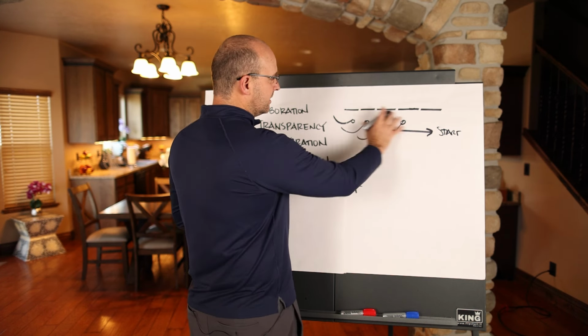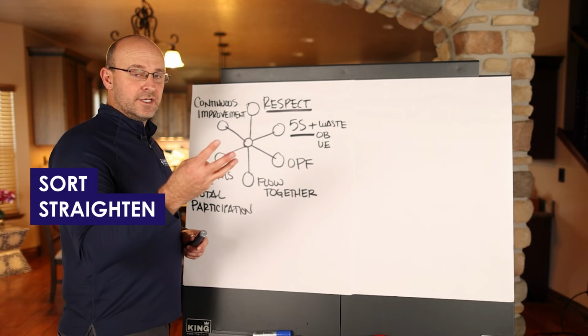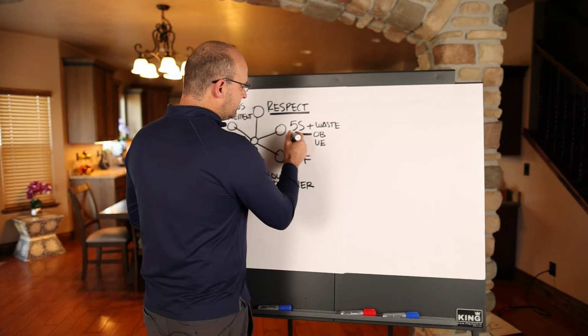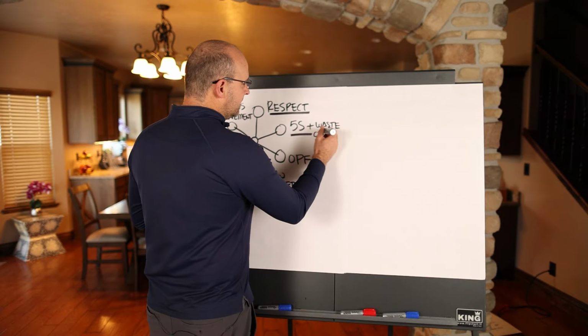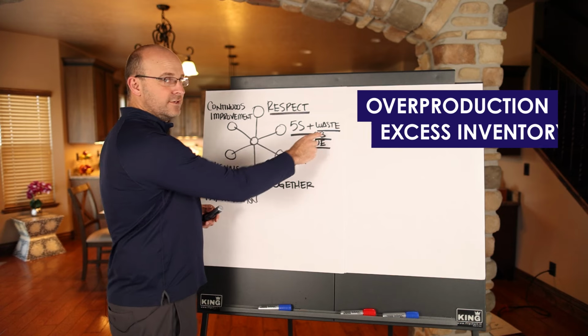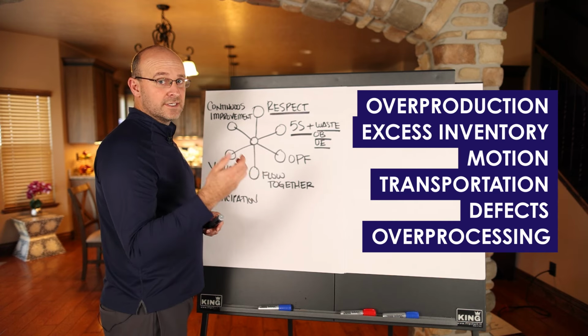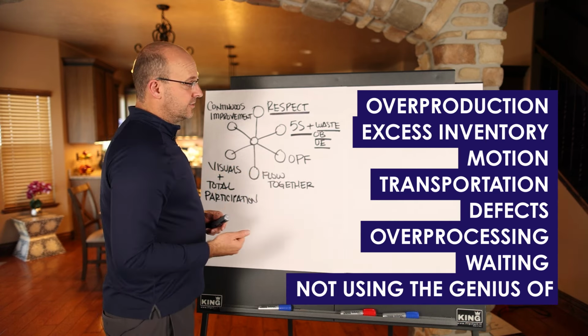You've heard that before. That's sort, straighten, or set in order, sweep or shine, standardize, and sustain, right? Then as you stabilize, you are able to see waste, overburden, and unevenness. And remember, waste is overproduction, excess inventory, motion, transportation, defects, overprocessing, waiting, and not using the genius of the team.